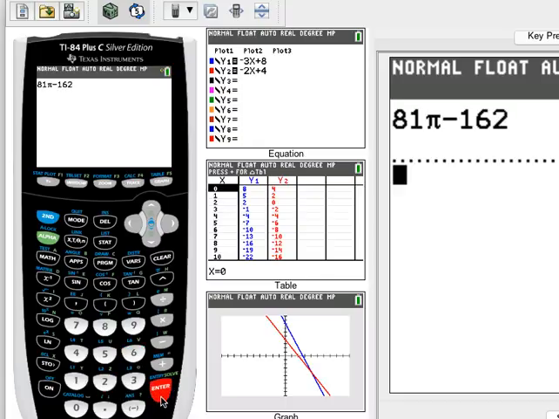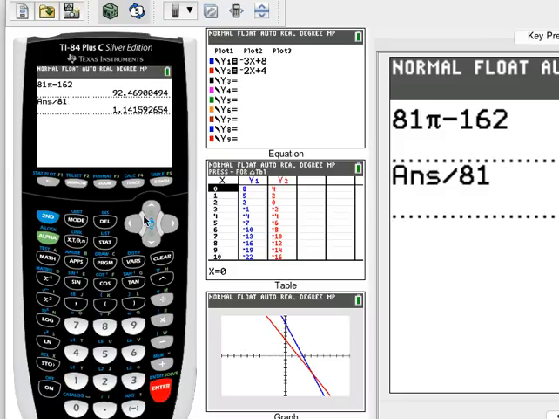So I would do this. 81 pi minus 162 if you don't have a newer calculator, and I'd hit enter. And I get this, what we just had. Then I'd divide by 81. Hit enter. Don't put the pi there because then it multiplies by pi. Then divide by pi. And then we're going to multiply by 100.